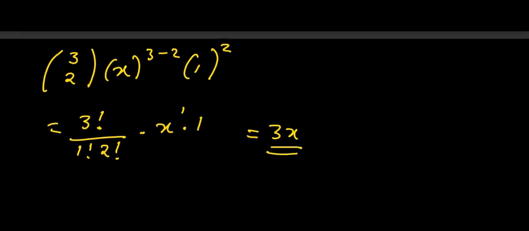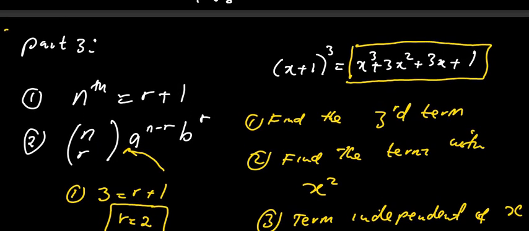So if we go back to our question that we were pretending, what's the third term? You notice the third term is exactly the same thing that we got. So this is what we do when we're looking for a term without expansion. We use this formula. You get your r first, then you replace it in this formula, then you get the term that you want. This is basically the first thing that you have to know in part 3.